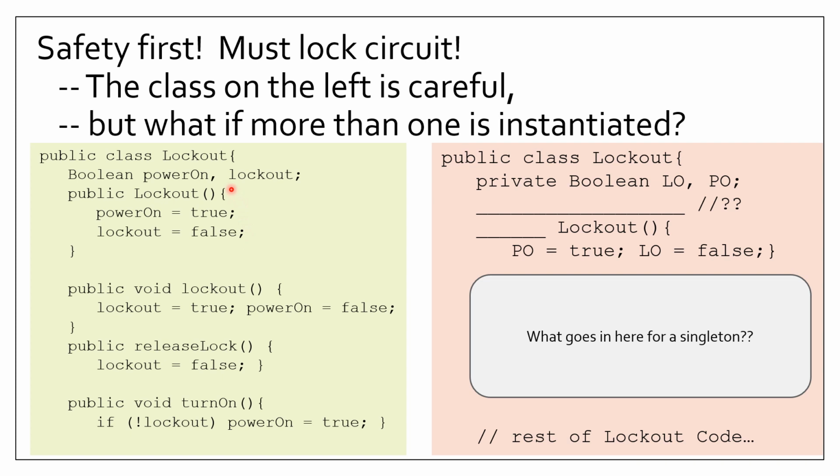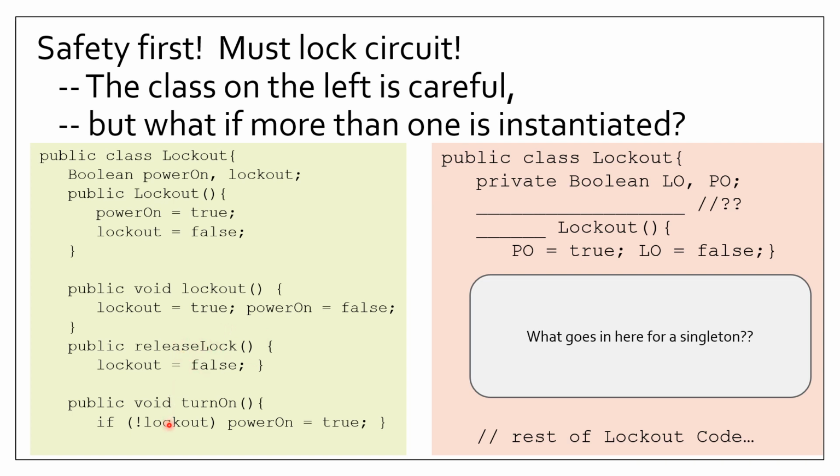But first, our bad lockout. Here we have two Booleans: is the power on or off, and are we locked out or not? And here is the lockout constructor. Initially we say power on is true and no one is locked out of the system. Then we have a method called lockout. This is when we want the power to be off and no one else can get to it. We say lockout is true and power on is false. And then we have a release lock method. Lockout is now false. This is when the employee's done and ready to take the lock off.